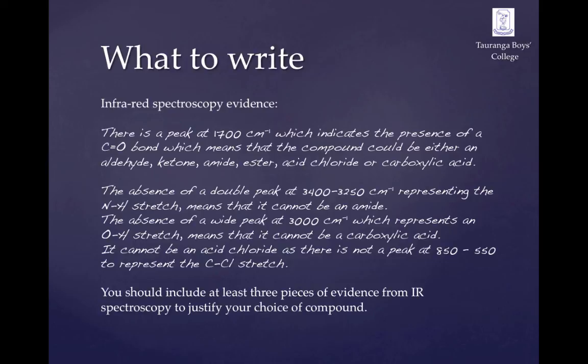To narrow this down, you'd have to note the absence of some of the stretches. So the absence of a double peak at around about the 3400, 3250 region, which would represent the nitrogen-hydrogen stretch, means that it cannot be an amide because it's not present. The absence of a wide peak at 3000, which represents an oxygen-hydrogen stretch, means that it cannot be a carboxylic acid. It cannot be an acid chloride, as there's not a peak at 850 to 550. This would represent the carbon chlorine stretch.